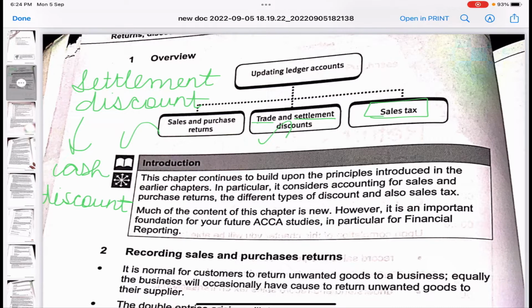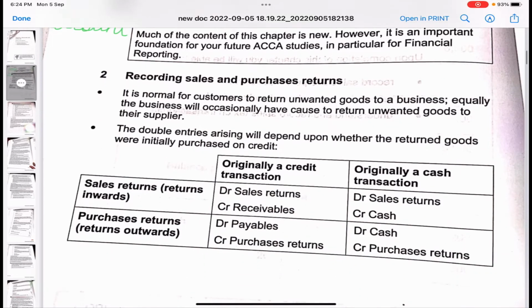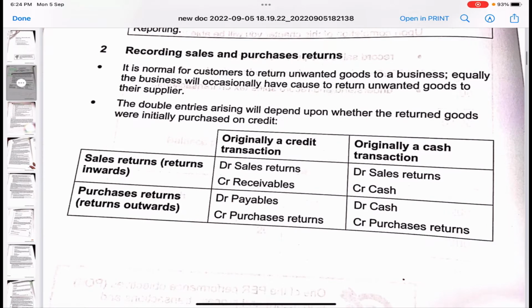This chapter continues to build upon the principles introduced in the earlier chapters. In particular, it considers accounting for sales and purchase returns, the different types of discount, and also sales tax. Much of the content of this chapter is new, however, it is an important foundation for your future ACCA studies, in particular for financial reporting.